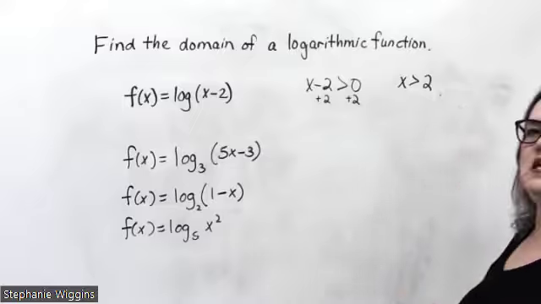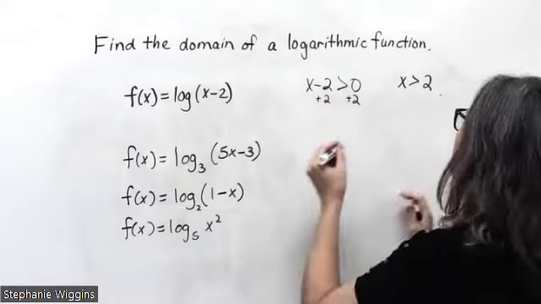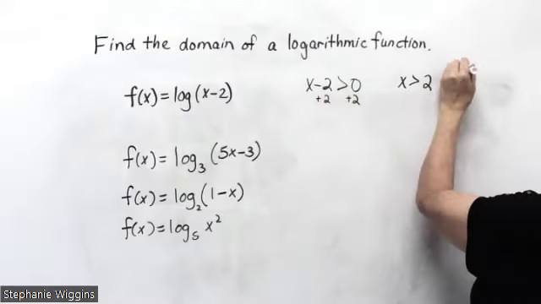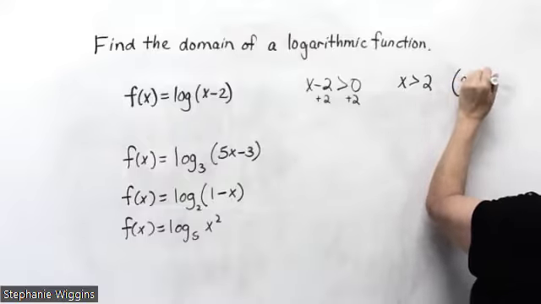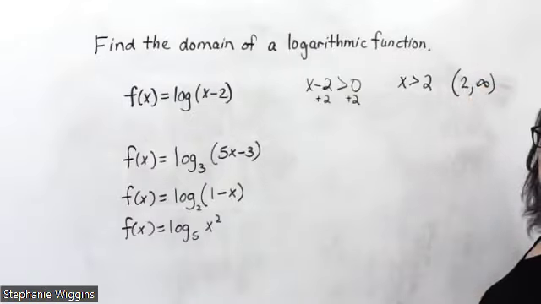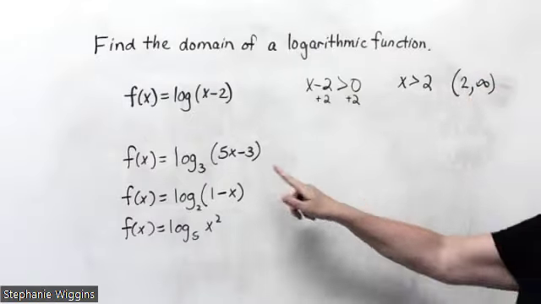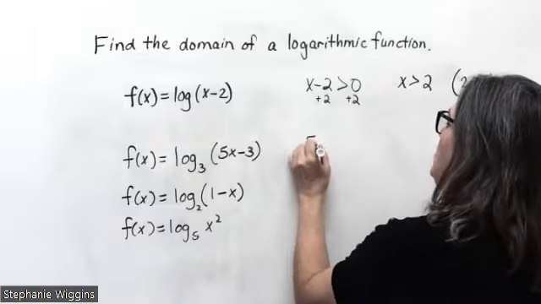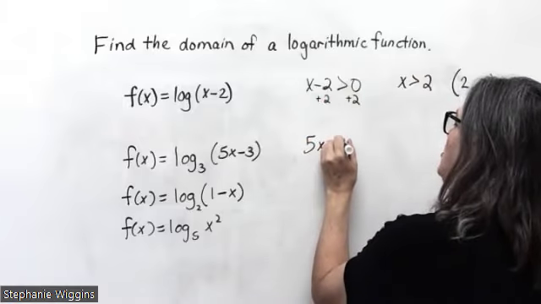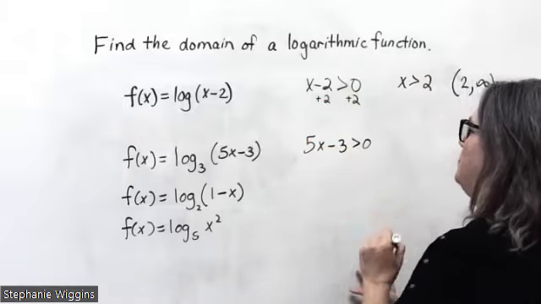Now, to write this in interval notation, you're going to just say that x starts at 2, but not including 2, and goes up to infinity. All right, in the next one, same thing. You just set the argument, which is what's inside the log function, greater than 0.